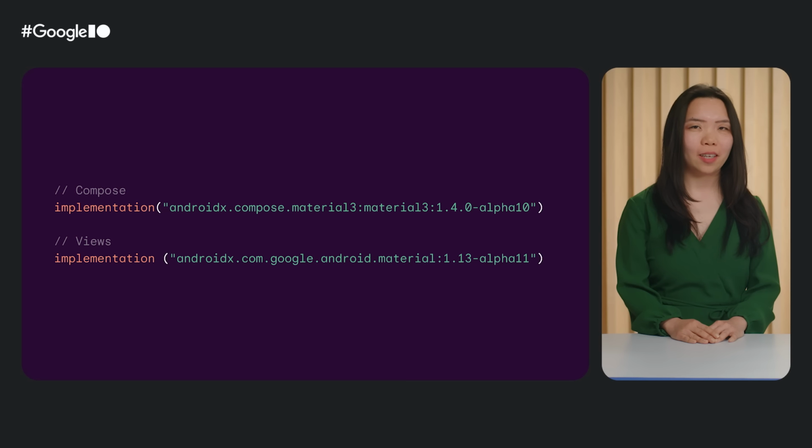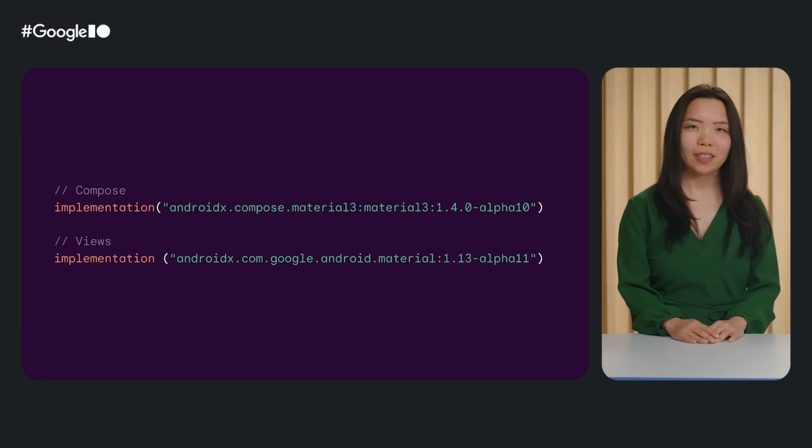The new Expressive APIs are available as experimental in the Compose.Material 3 1.4 alpha libraries. Support is also available in the View system using com.google.android material library, starting in 1.13 alpha 11.